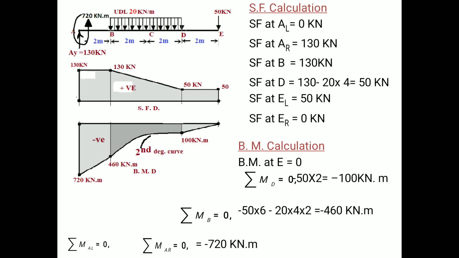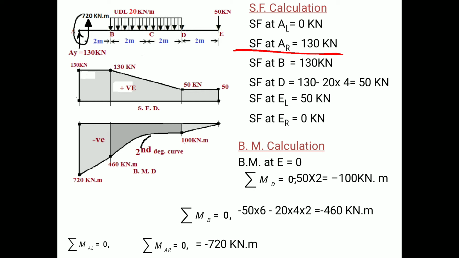Now our second step is shear force calculation. So we have shear force at point A equal to 0, that is left of A is equal to 0. Shear force at right of A is equal to 130 kilonewton because it is acting in upward direction, therefore will be positive.